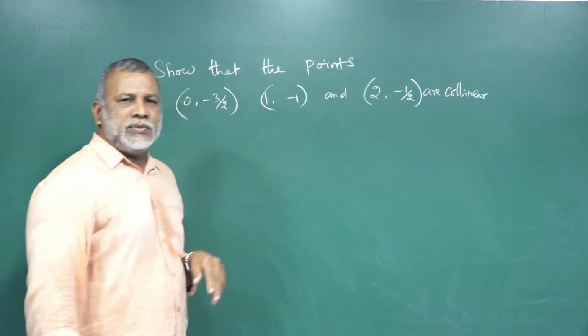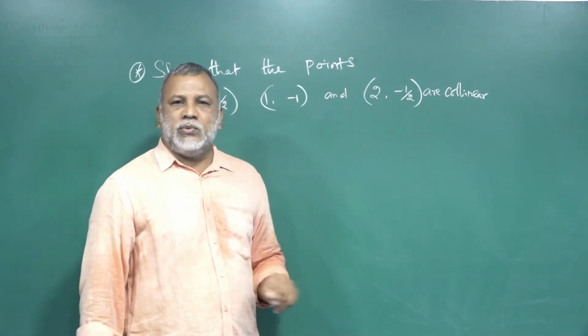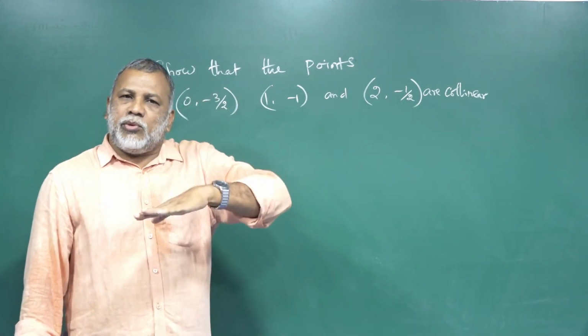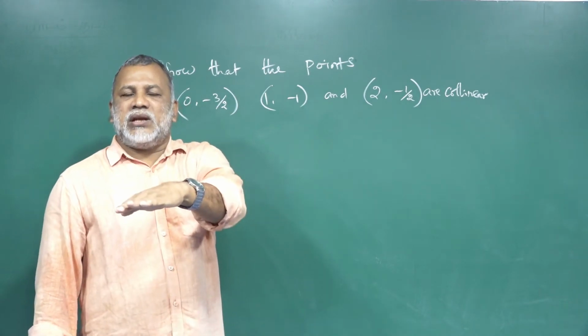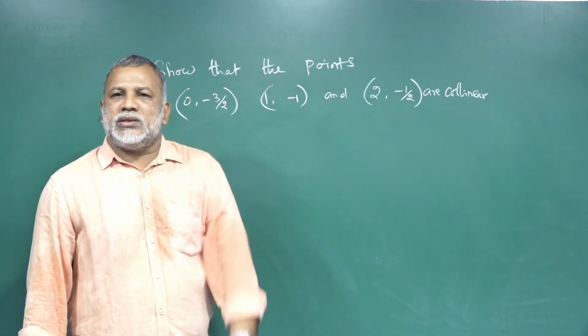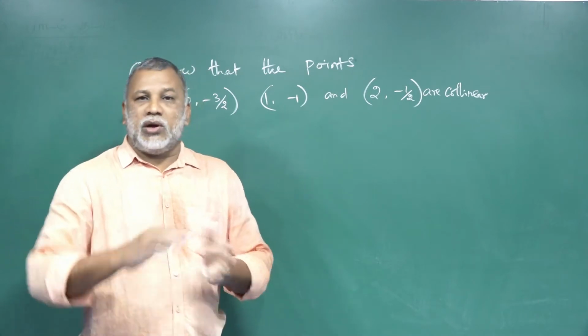Or collinear. See the word collinear. What is the meaning of collinear? If three points lie on the same straight line, then the three points are said to be collinear. We have some logic for that.